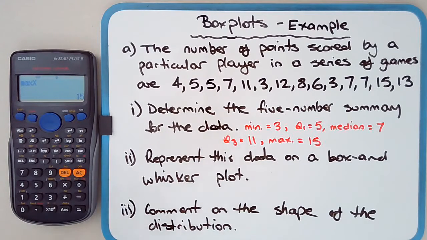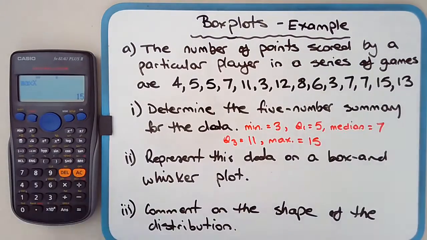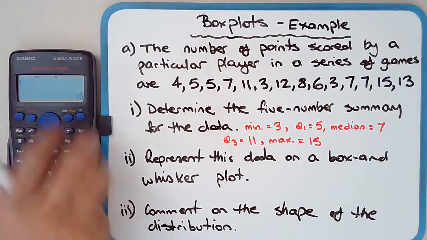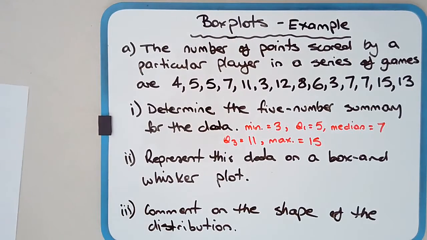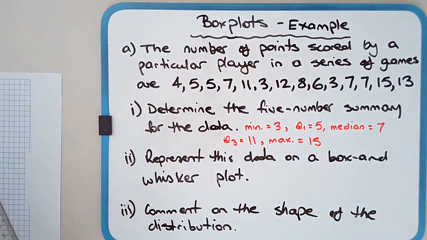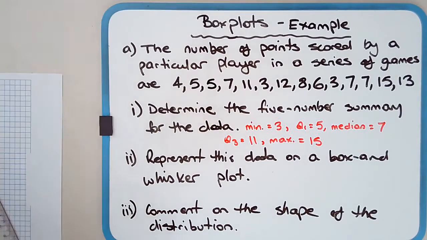All right, next part is we're going to represent this data on a box and whisker plot. So the first thing we're going to need, I'm going to draw this on some grid paper. If you do have some grid paper, that would be very useful. And you'll also need a ruler as well. I'm going to use a pencil for this, only because, being a diagram, it's quite possible to be making mistakes along the way, so make sure that if you do make a mistake, you can rub it out.